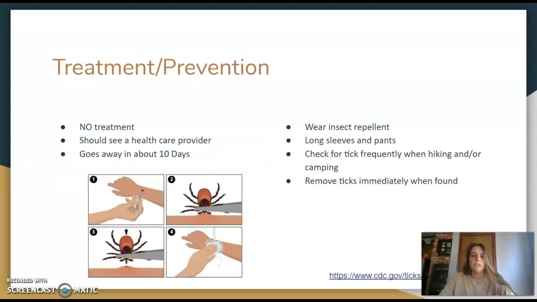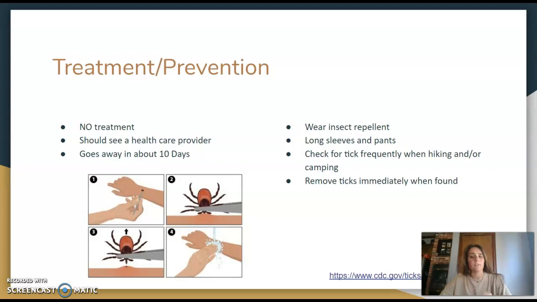So there really isn't a way to treat this virus. There's not a vaccine for Colorado tick fever. Usually when you go to a healthcare provider, they might prescribe you some sort of medication that brings down your fever or that helps your body aches. It should go away though within 10 days. If it does not, then the CDC has requested that you should probably go to your healthcare provider again or even the hospital, especially if symptoms seem to be more severe.